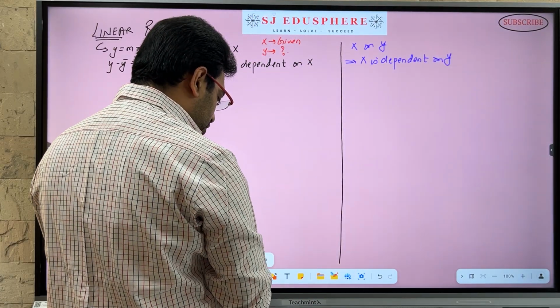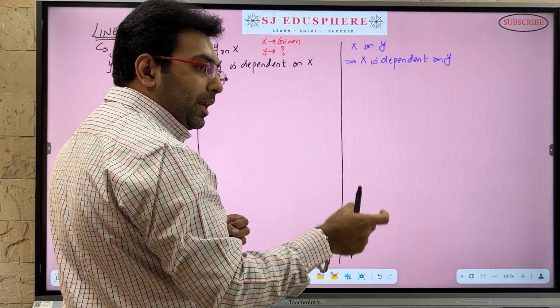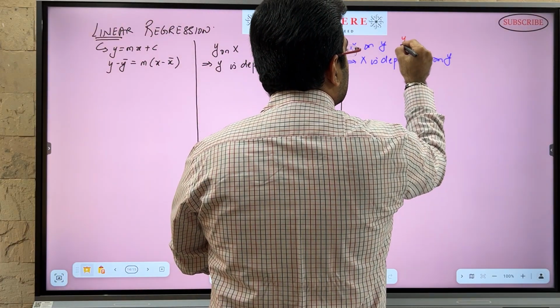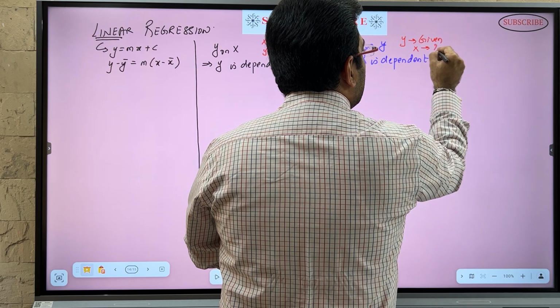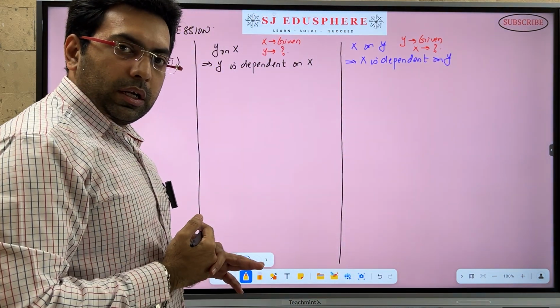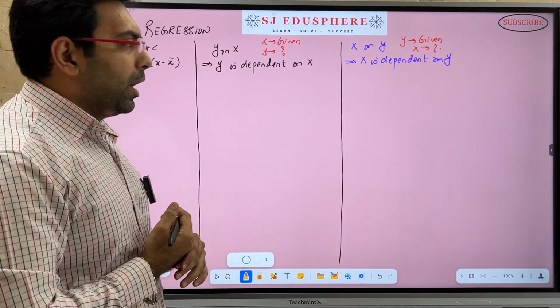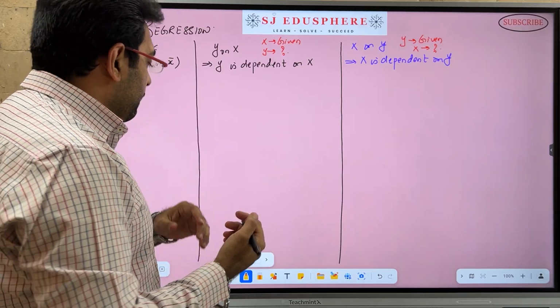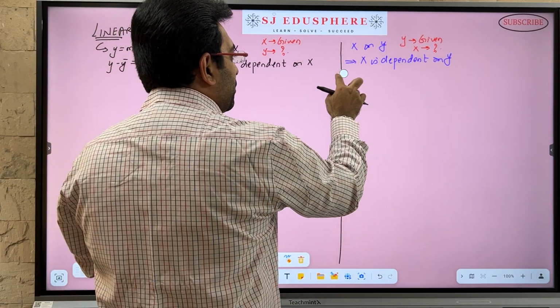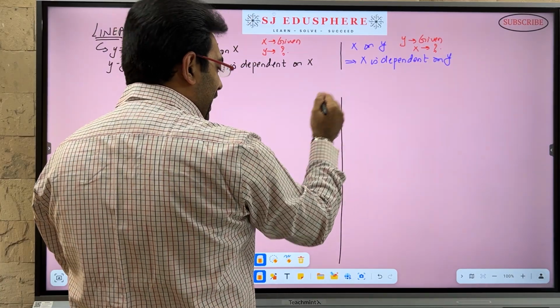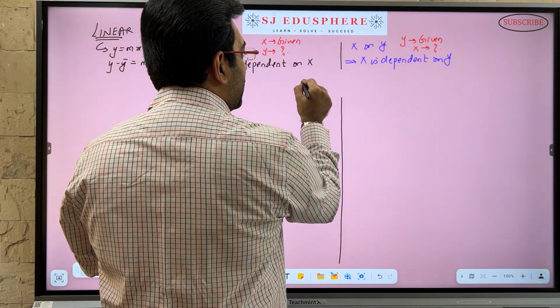X is dependent on y means knowing the value of y, that means y is given, you need to find x. Clear? So let us first break one part and then go ahead. Whichever kind of question you have, students, your first step remains the same. In both the types, you will end up finding the mean.